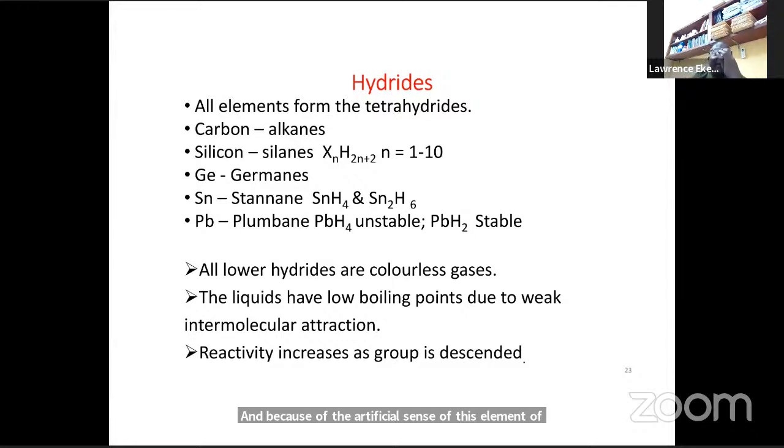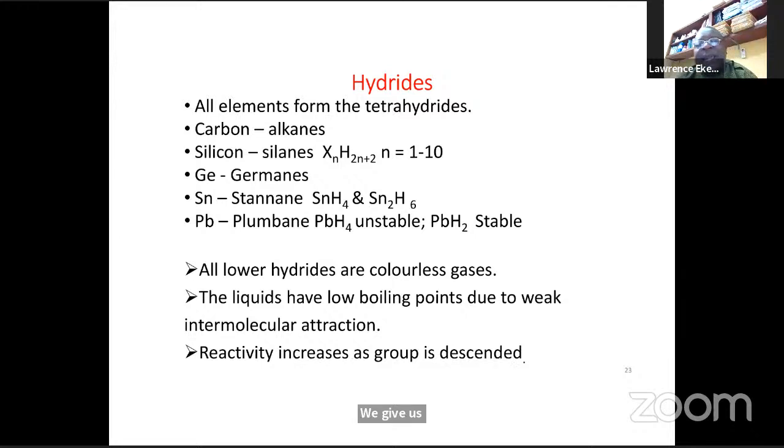This tetrahydride is basically a reaction between the element and hydrogen. Carbon and hydrogen will give rise to alkanes. Silicon and hydrogen will give rise to silanes. Germanium and hydrogen will give germanes, while tin with hydrogen will give stannane, while lead with hydrogen interaction will give plumbane.